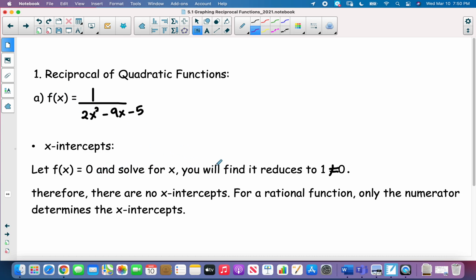If you do that, you will find that this becomes 0 equals 1 over this, so 0 equals 1, which makes no sense. Therefore, there are no x-intercepts for the reciprocal of this quadratic function. For a rational function, only the numerator determines the x-intercepts. If you cross multiply, you get 0 equals 1, which doesn't make sense. So there are no x-intercepts.